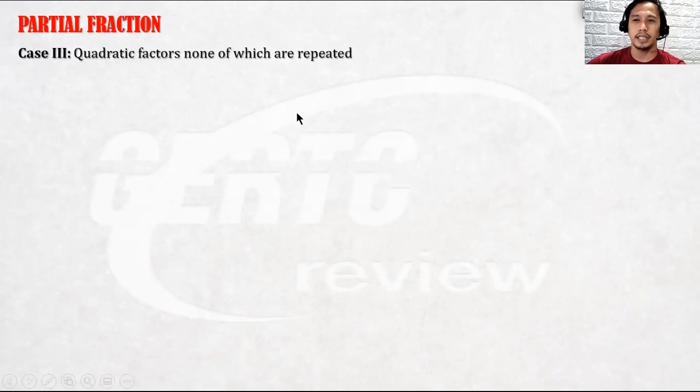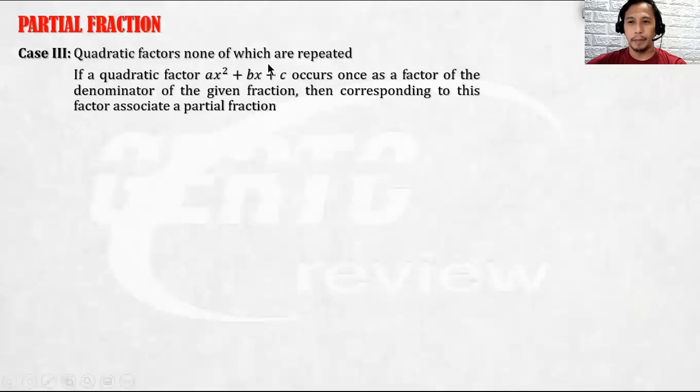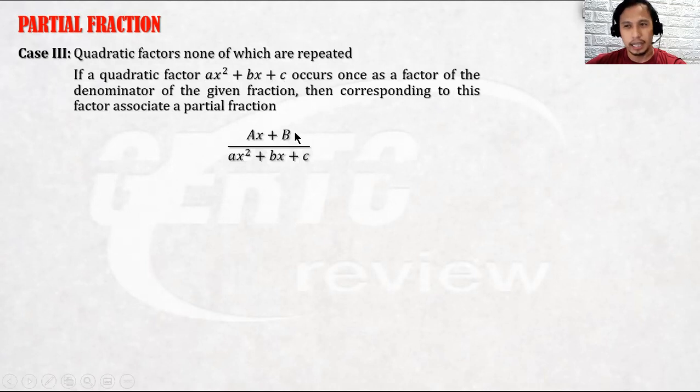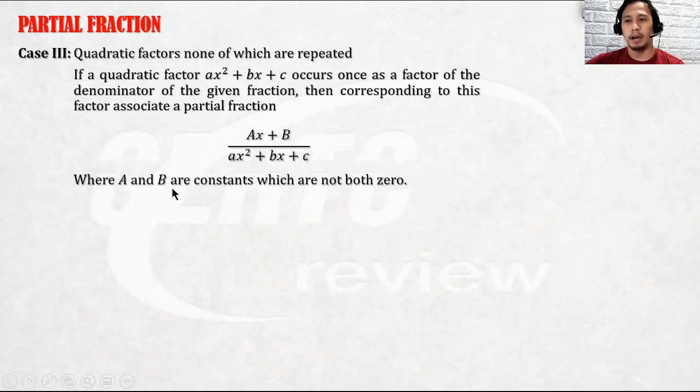So what is case number 3? This is a fraction of which the denominator contains quadratic factors, none of which are repeated. So if a quadratic factor ax squared plus bx plus c occurs once as a factor of the denominator of the given fraction, then corresponding to this factor, associate a partial fraction (ax plus b) all over (ax squared plus bx plus c). Okay, where a and b are constants which are not both zero.